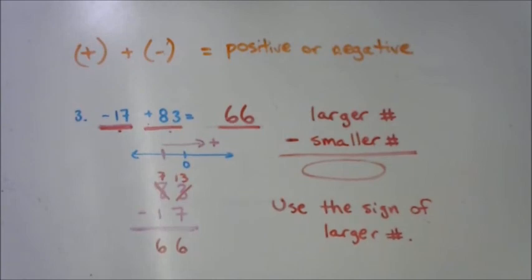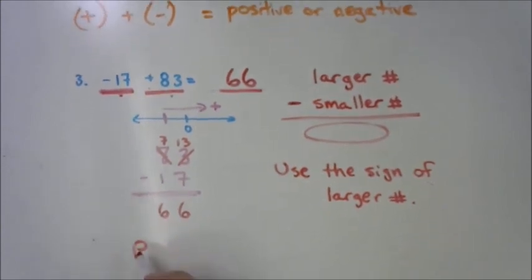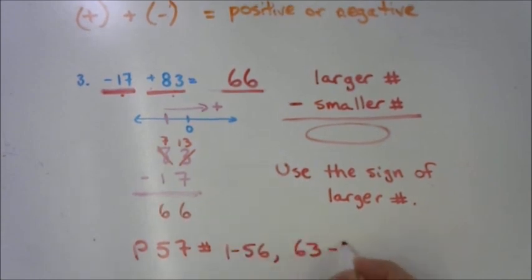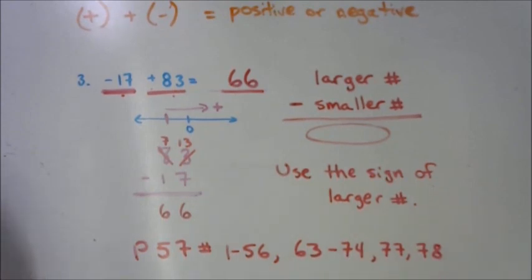Okay? I'm going to give you about 5 minutes to go through some of those practice problems, and then we're going to jump back into subtracting integers. So from page 57, your practice problems are number 1 through 56, 63 through 74, 77, and 78. Again, you're not going to be able to finish it at this point, but you'll be able to get it started. So go ahead and do that now, please.